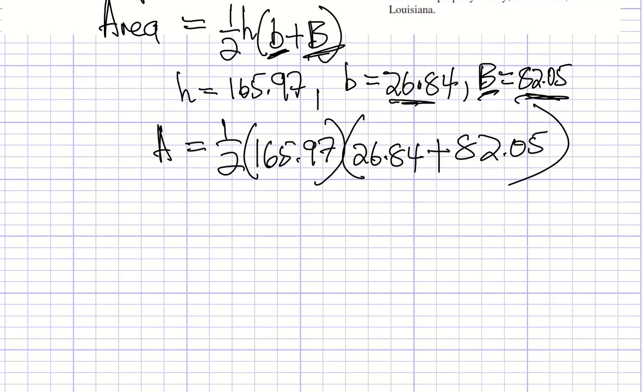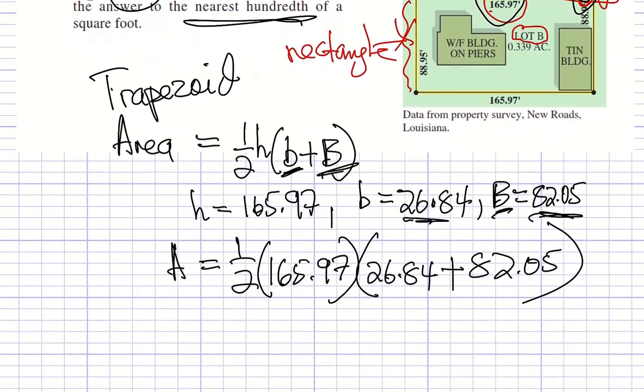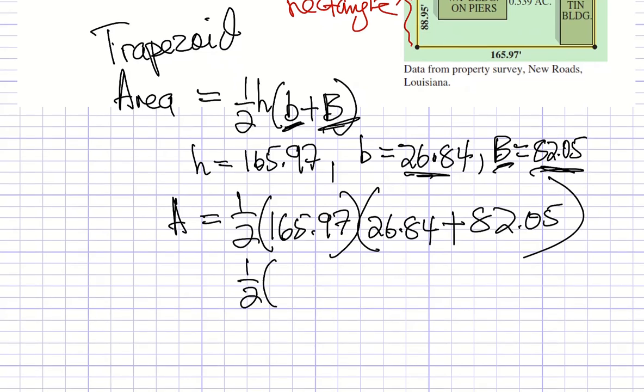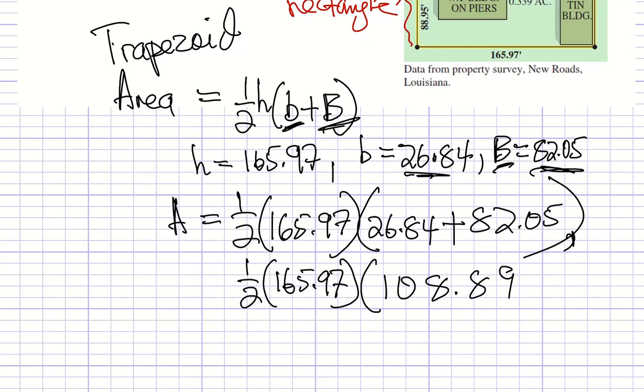Okay, so what you do, you start from the bracket to start simplifying. Inside the bracket, you solve that first. You say half of 165.97. I'm talking about this bracket here. You add that together, you get 108.89. Okay, that's what you get.